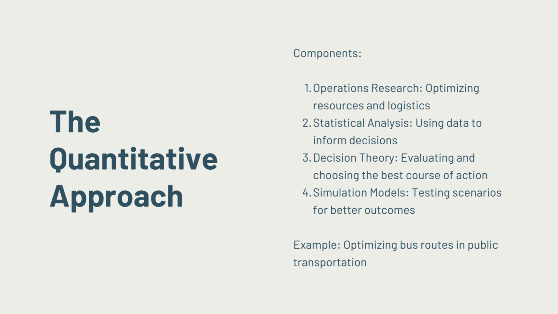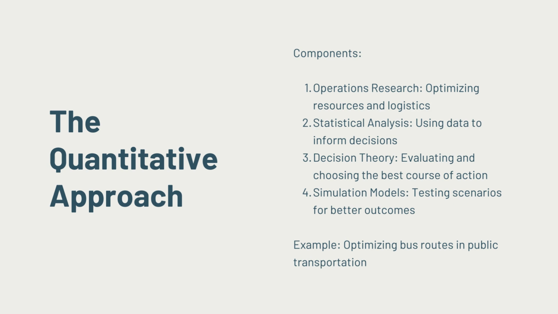Operations research involves using mathematical models to analyze complex situations and make better decisions. It optimizes different aspects of an organization, such as resource allocation, scheduling, and logistics. So, example, the city's public transportation system can use operations research to optimize bus routes in order to cut back on the travel time and operational costs while still maximizing the service coverage that it offers commuters.